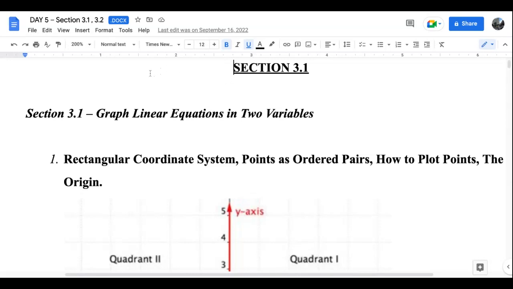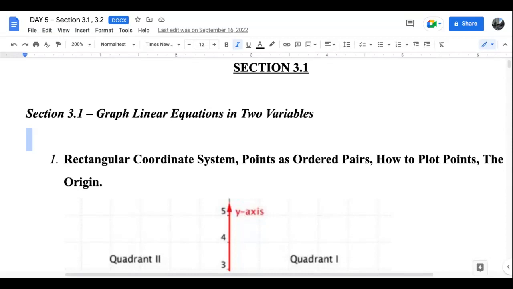So we're going to talk about section 3.1, 3.2. 3.1 is graph linear equations in two variables. What is linear equations in two variables? We call system of linear equations. So remember, linear equation represents a straight line, right? The two ends go to infinity.